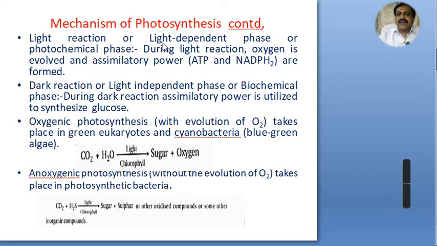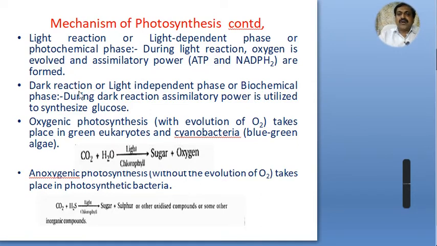See here, the light reaction takes place in the grana part of the chloroplast, that is in the membranes of the thylakoids, where photosystem 1 and 2 are present. That is the site of the light reaction. During the light dependent or photochemical phase, oxygen is evolved and assimilatory products like ATP, adenosine triphosphate, and NADPH2, nicotinamide adenine dinucleotide phosphate, reduced, are formed. These two are formed during the light reaction.